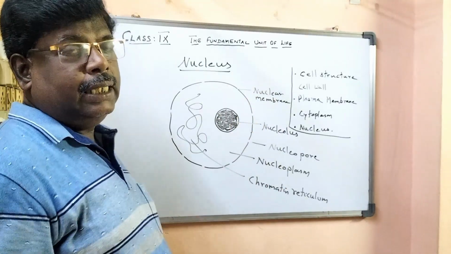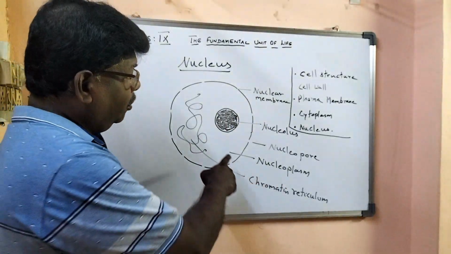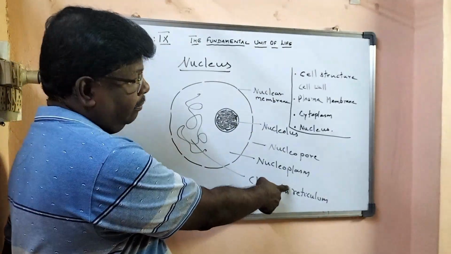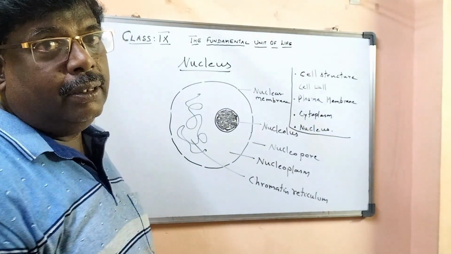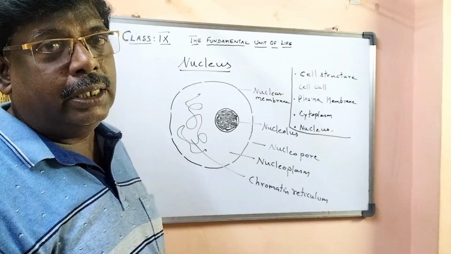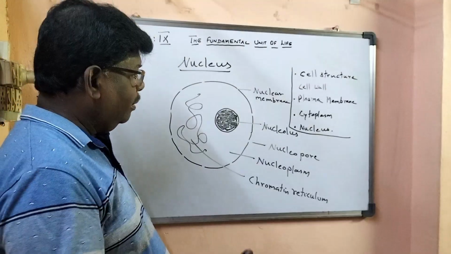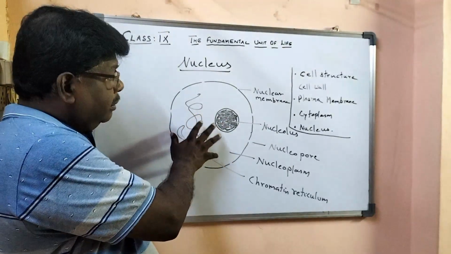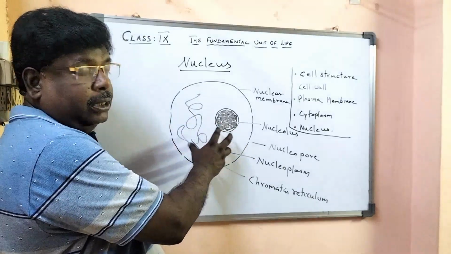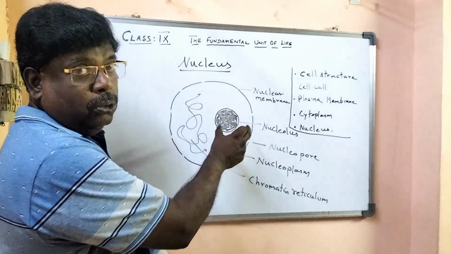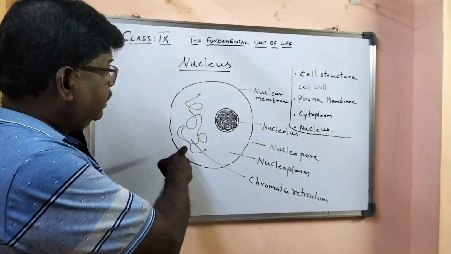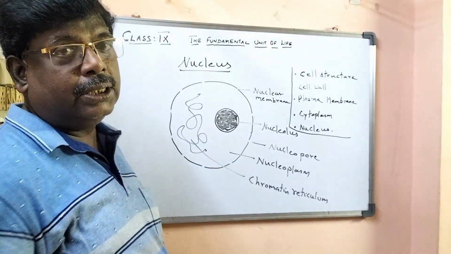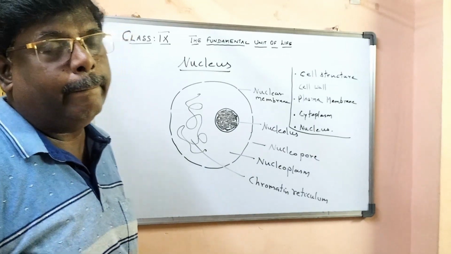Like in the cell we have cytoplasm, here in the nucleus we have nucleoplasm. Inside the nucleus we have nucleoplasm, again a thick solution or a jelly-like substance. In the nucleoplasm we have two important components. One is the nucleolus. This round structure is called the nucleolus. And this one, the thread-like structure, is called chromatin reticulum.